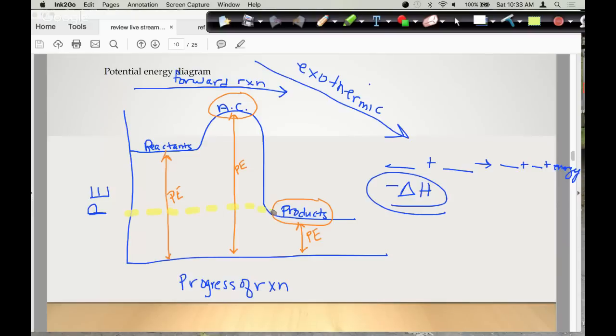The products could go anywhere up to this line. Potential energy of the reactants could go anywhere up to this line. And potential energy of the activated complex could go anywhere up to this line.